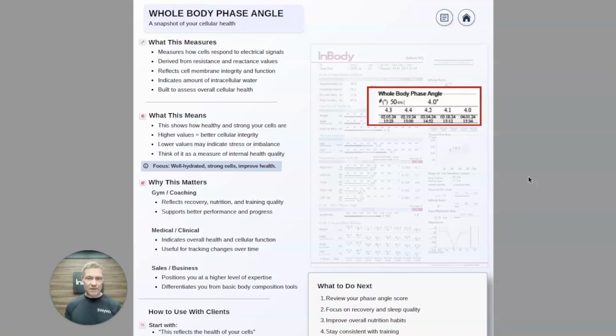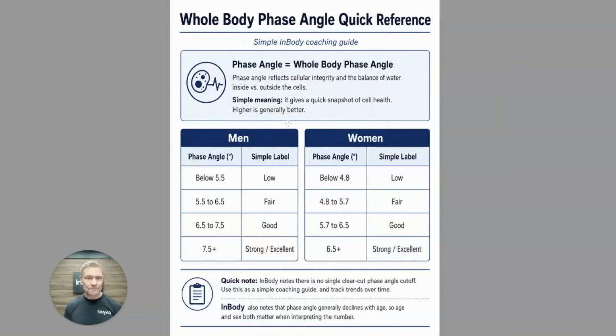So when we're looking at this, I think it helps to have a chart here. And again, this is not medical advice. It's just some of the experience that we've had with the tens of thousands of people that we've worked with and coached personally. But looking at this, men should have a higher phase angle than women.